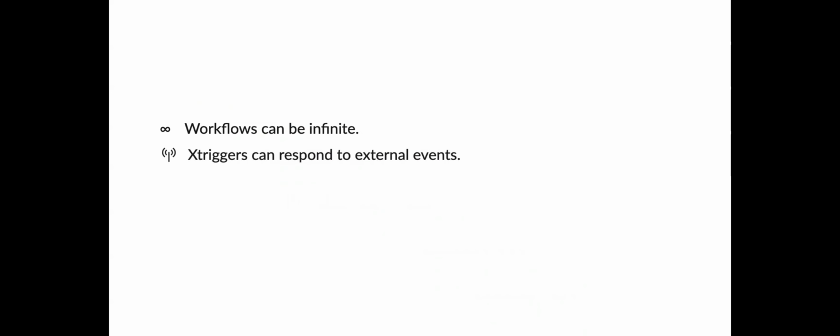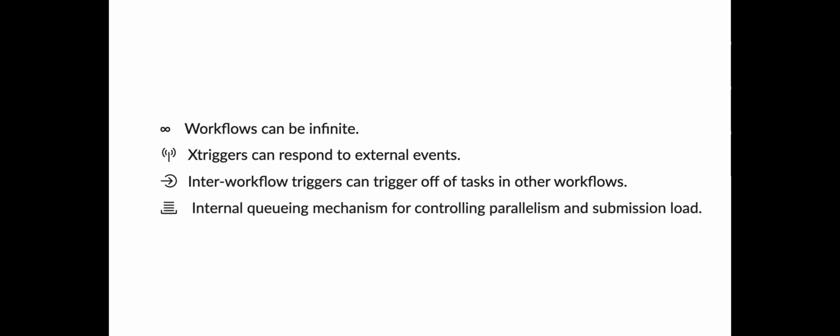In order to respond to external events, you can use X-triggers, which are little Python functions that plug into Cylc, allowing the scheduler to be made aware of external events. And although Cylc uses a decentralized architecture, you can allow a collection of independent schedulers to interact by using inter-workflow triggers. Cylc also has an internal queuing mechanism that allows you to control parallelism and avoid flooding your job submission system.